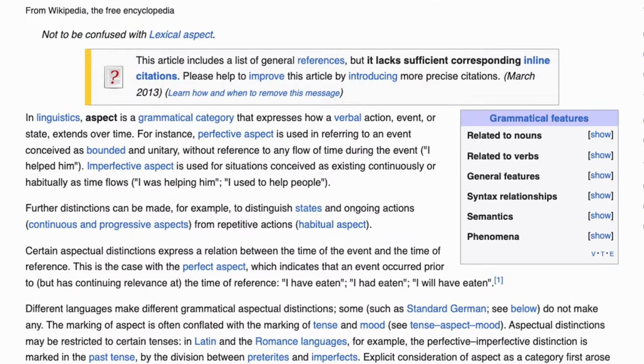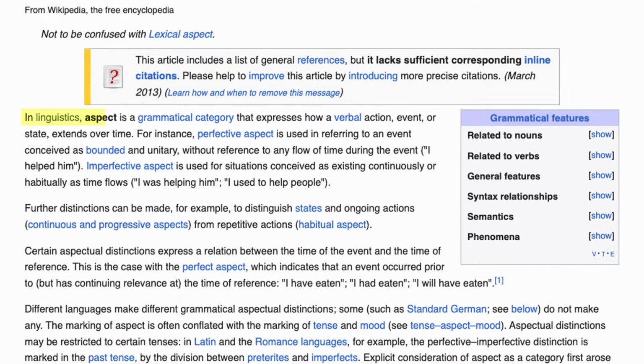In addition to being found in all kinds of linguistics works, and if there are any counterexamples that I don't know of, feel free to comment about them, this definition is also standard in more open source platforms, such as Wikipedia, which says, "In linguistics, aspect is a grammatical category that expresses how a verbal action, event, or state extends over time."